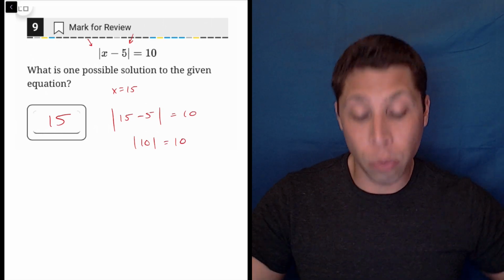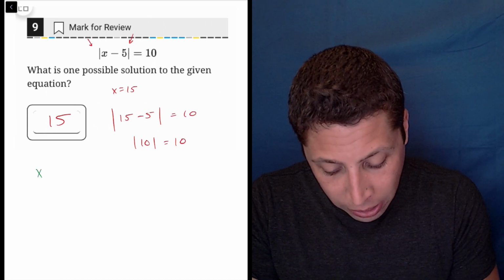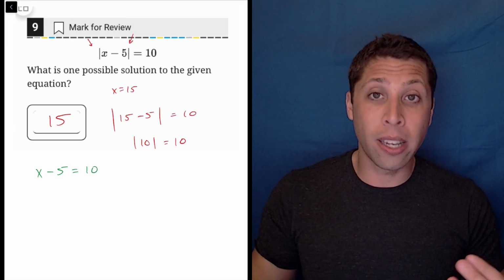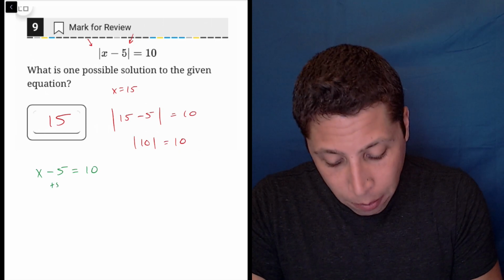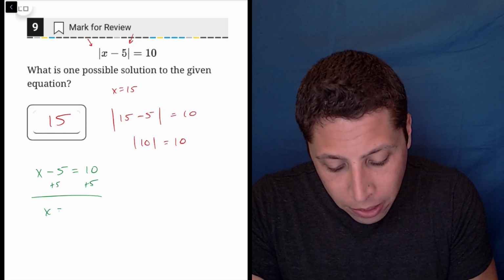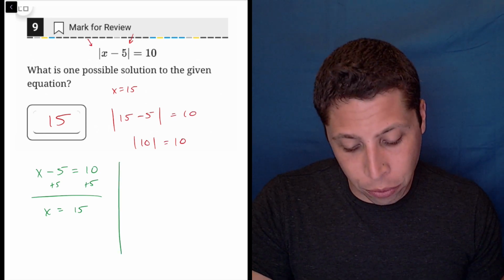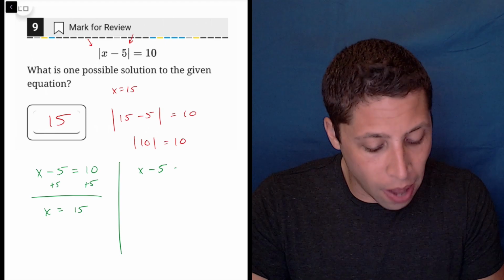If you wanted to solve this more algebraically, you would need to take this absolute value equation and turn it into two different equations. So the first one is the easy one that most people do, and we kind of just did, would be x minus 5 equals 10. So we create an equation literally just by ignoring the absolute values, and then we would add 5 to each side, and we would get x equals 15.